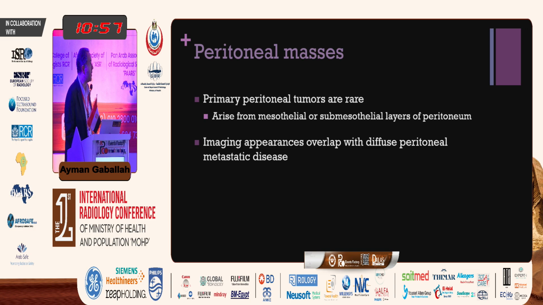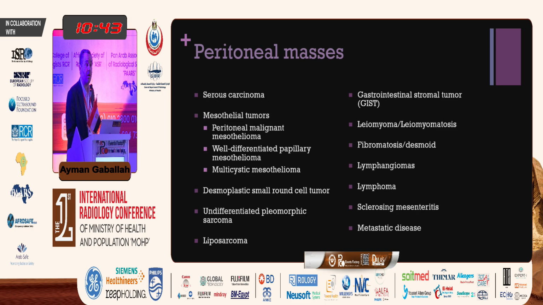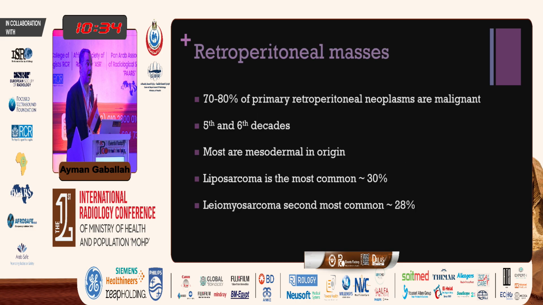Talking about peritoneal and retroperitoneal masses, starting with the peritoneal ones, primary peritoneal masses are very rare. It's more common to see peritoneal metastasis than primary peritoneal masses. Here is a long list of intraperitoneal masses. I'm not going to go through this; I'm going to show some cases. But for retroperitoneal masses, it's the opposite. Primary retroperitoneal masses are more common, and most of them are malignant. The most common one is liposarcoma, about 30% of the cases. The second is leiomyosarcoma, about 28% of primary retroperitoneal malignant masses.